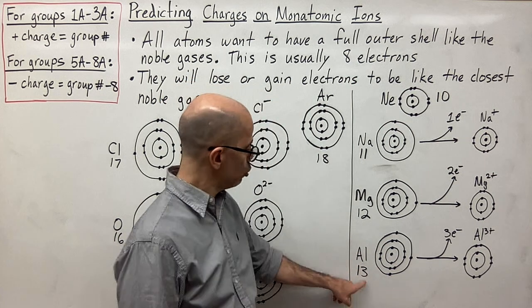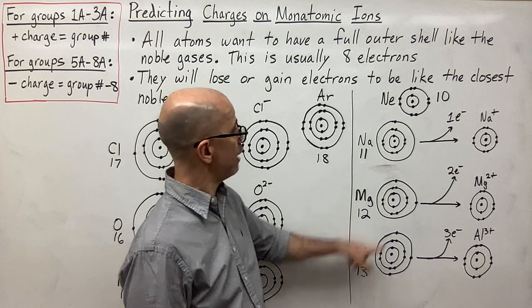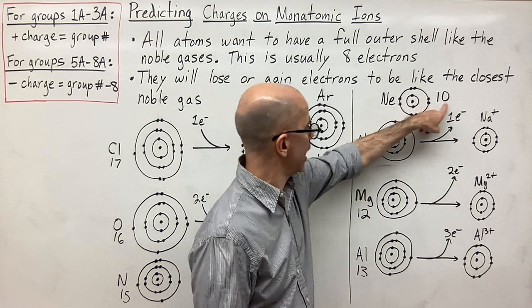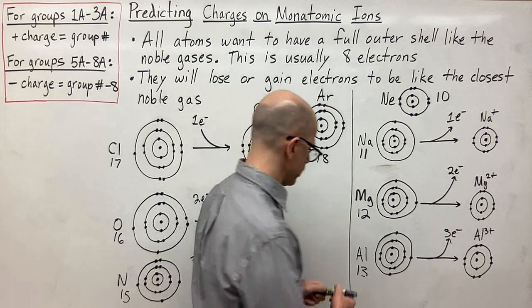So it's got to lose 3 electrons to have 10. So if it's going to be like neon with 10 electrons, it's got to lose 3 electrons.